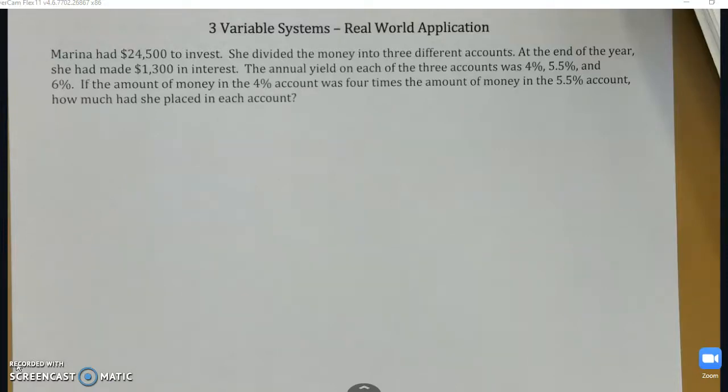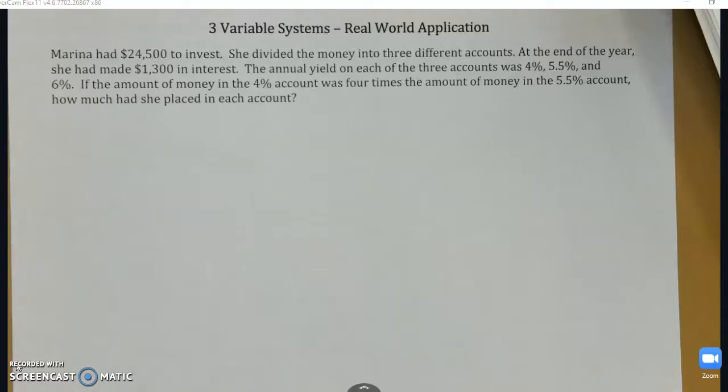Marina has $24,500 to invest. She's dividing that money into three different accounts. At the end of the year, she made $1,300 in interest. The annual yield on each of the three accounts was 4%, 5.5%, and 6%. If the amount of money in the 4% account was 4 times the amount of money in the 5.5% account, how much had she placed in each account?